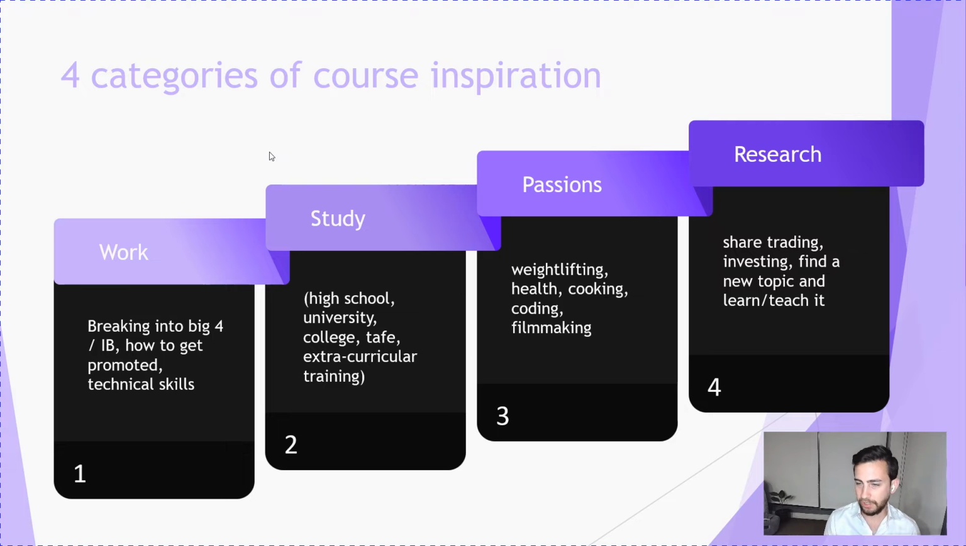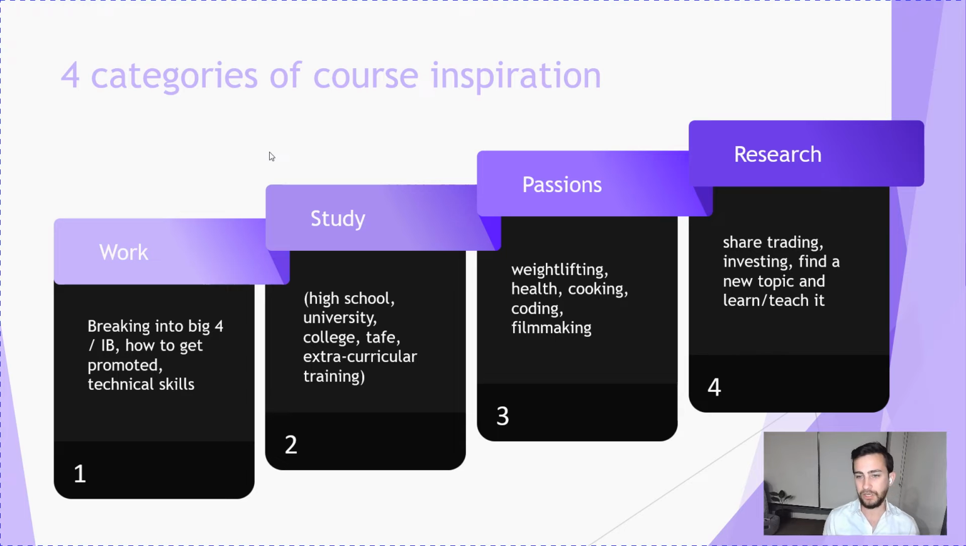Those four categories are: number one, work, like what you do for a job; number two, study, like what you've learned, what you've studied; number three, what are your passions? So maybe not something that actually currently earns you money, but something that you are really interested in, because that's going to drive you to learn a lot about it because it is interesting. And then finally, research, right? So this is something that you don't necessarily know anything about, but you're willing to research and tell others about it. So let's do a bit of a deep dive into each of these.